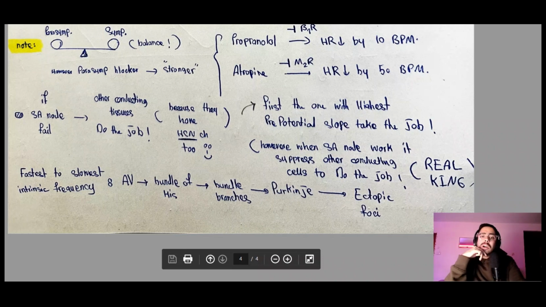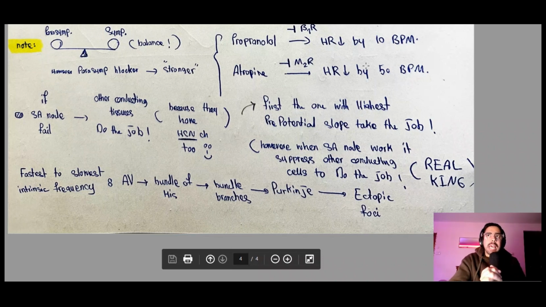If I want to explain it, I'm going to explain it with two drugs. Propranolol, all the medical students probably know this drug very well since the first day of school. Propranolol inhibits the beta 1 receptor. What was the beta 1 receptor? A receptor of the sympathetic nervous system. So it decreases the heart rate by 10 beats per minute. However, atropine inhibits the M2 receptor. The M2 receptor is the receptor of the parasympathetic nervous system, and it changes the heart rate by 50 beats per minute.